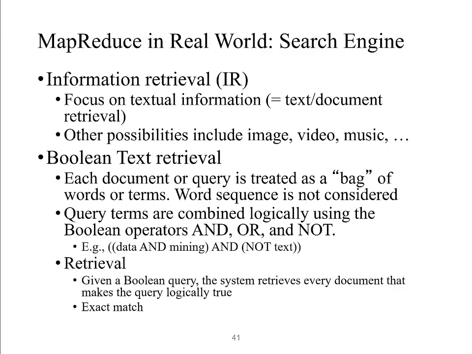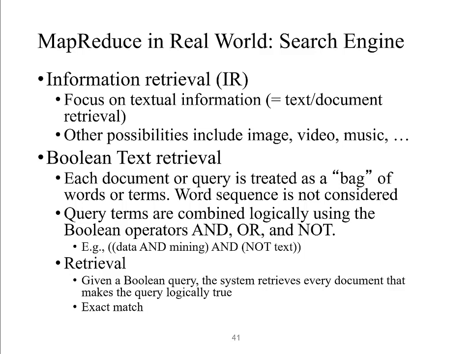First of all, we have to introduce some concepts here. Basically, this whole thing is related to information retrieval. Here we only focus on textual information, which is text or documents, and the retrieval of these objects. There are other possibilities, including image, video or music. In that case, the general idea is to convert them into high dimensional vectors, and then you can perform retrieval on top of that.